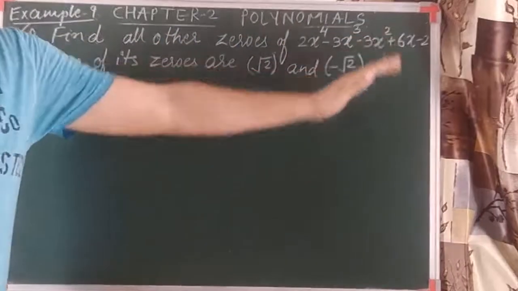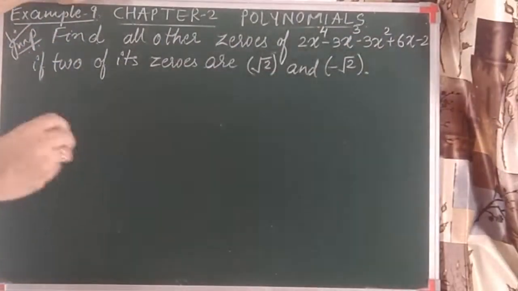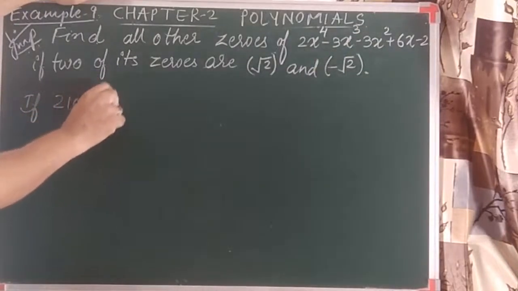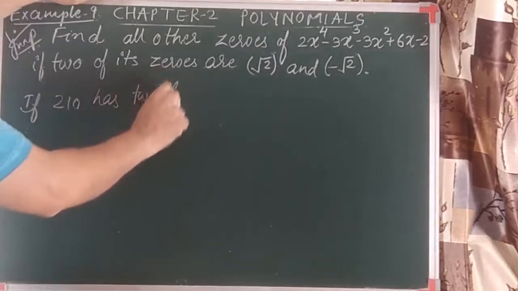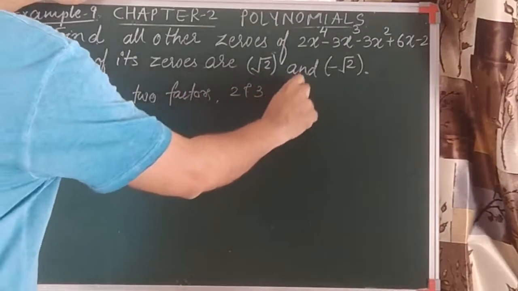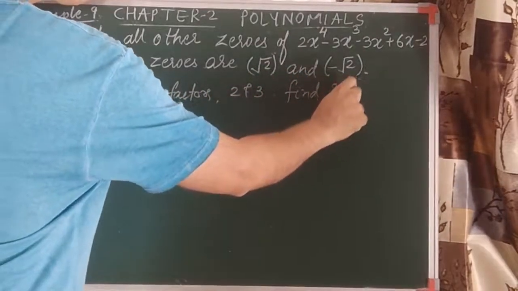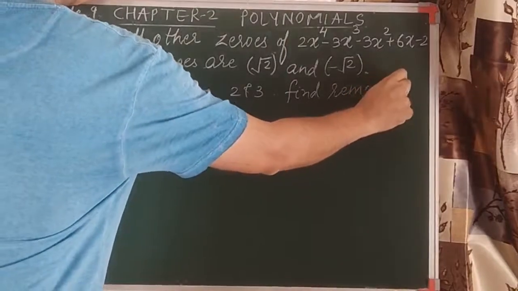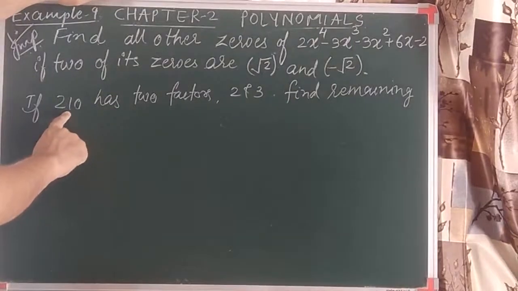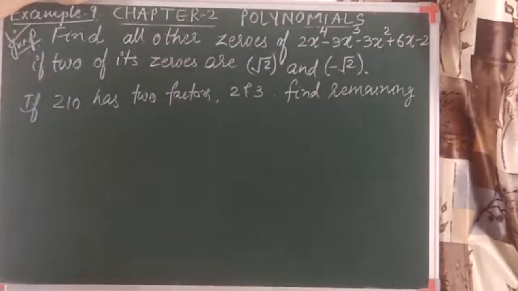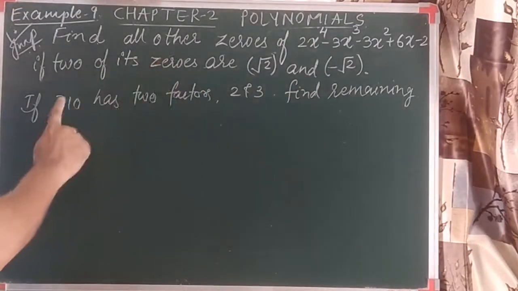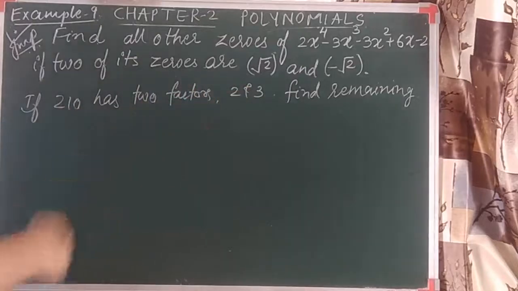Let us understand this by an example. Let's take a number 210 that has 2 factors, 2 and 3. So we have to find the remaining factors. Is it the same as what we discussed in the previous polynomial question? कोई एक नंबर के दो फैक्टर्स दिए हैं, बाकी के ढूंढना है. Is it the same? That means if I divide 210 by 2, I'll get remainder 0. If I divide 210 by 3, again I'll get 0.